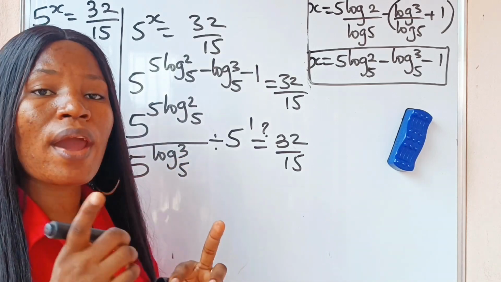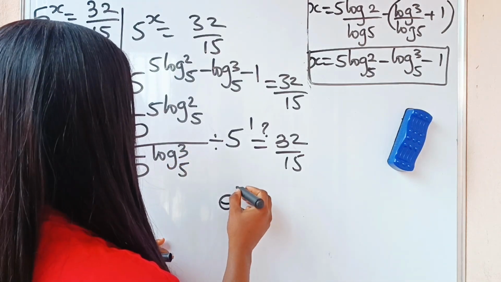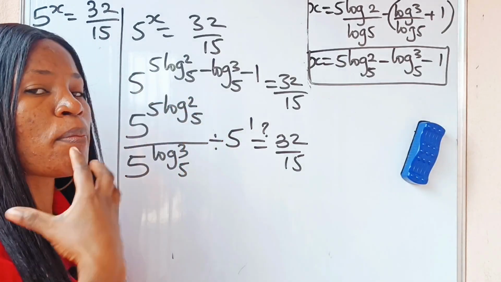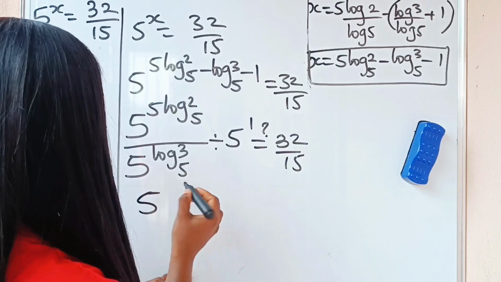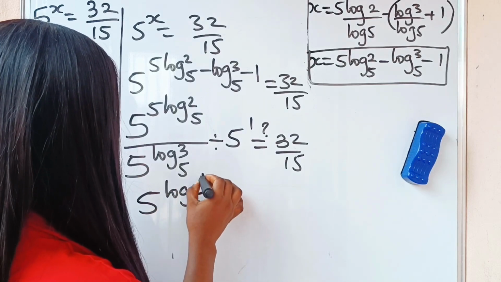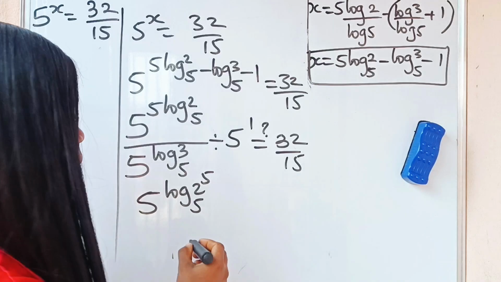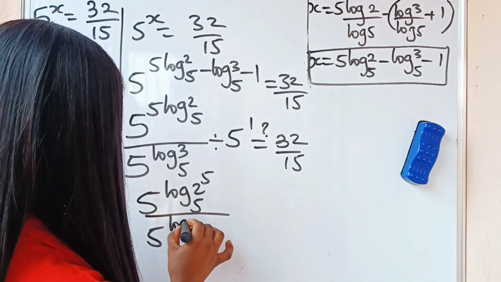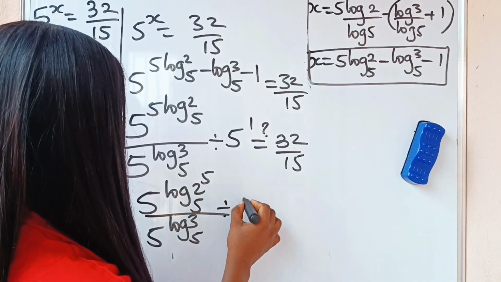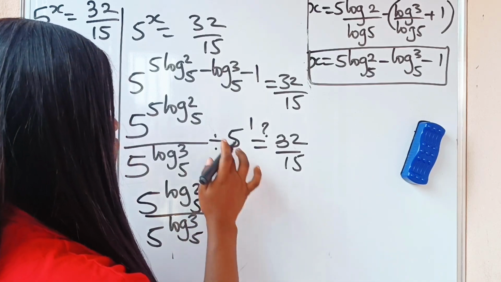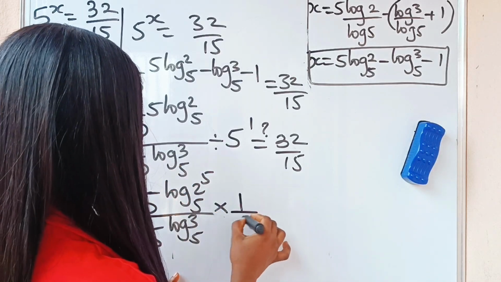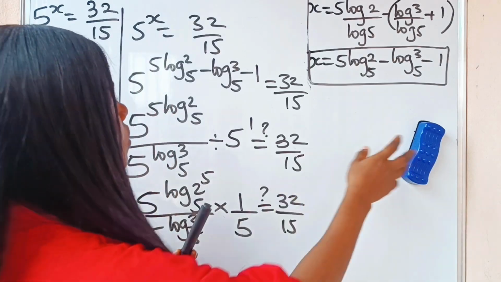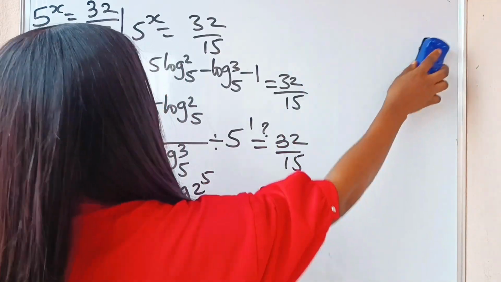Okay, now when you have a raised to the power of, before that let us transfer this to make it power. Okay, so we have 5 to the power of log 2 to the power of 5 base 5. So I'm bringing this up now, divided by 5 raised to the power of log 3 base 5 divided by 5, or if I change this division to multiplication, it's going to be multiplied by 1 over 5 is equal to 32 over 15. Okay, permit me to use this side.